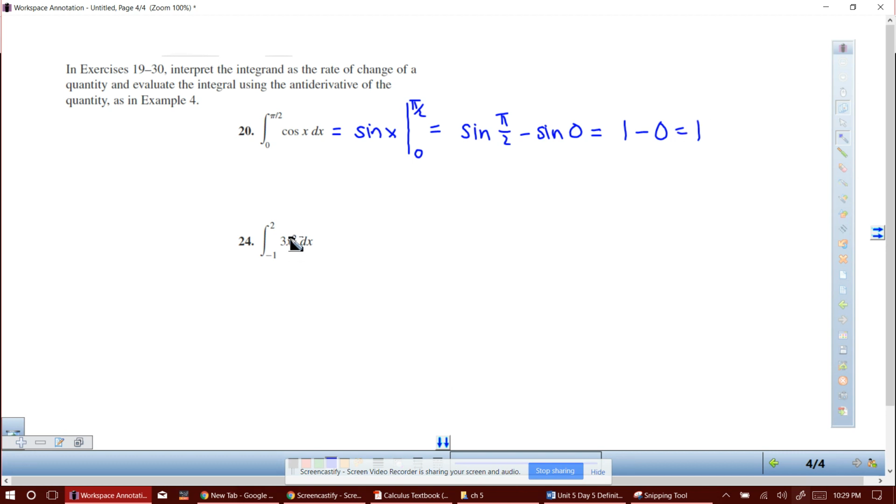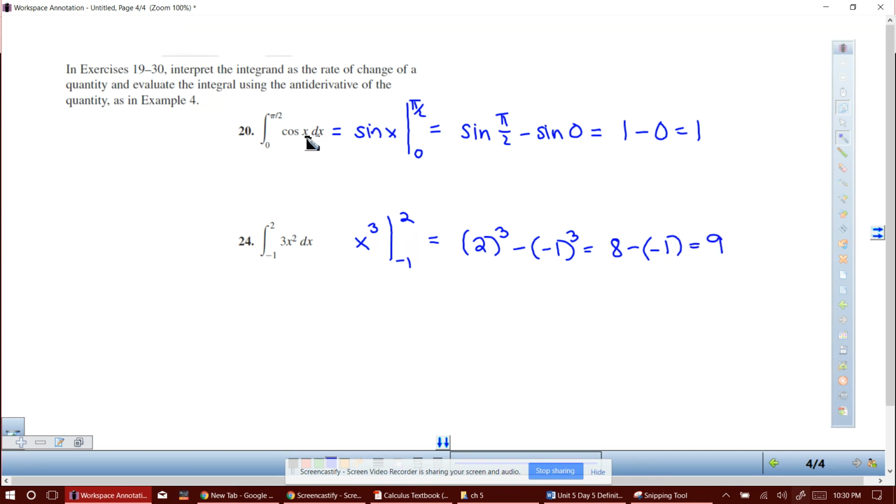So here on the second one, again, I had to think about what did I take the derivative of to get 3x squared. So if I think about that, that would have had to have been x cubed. So think about x cubed would be 3x squared if I took the derivative. So now I want to evaluate that from -1 to 2. So I'm going to put in 2 cubed minus -1 cubed. So that would be 8 minus -1. And so I'll end up with 9, right?